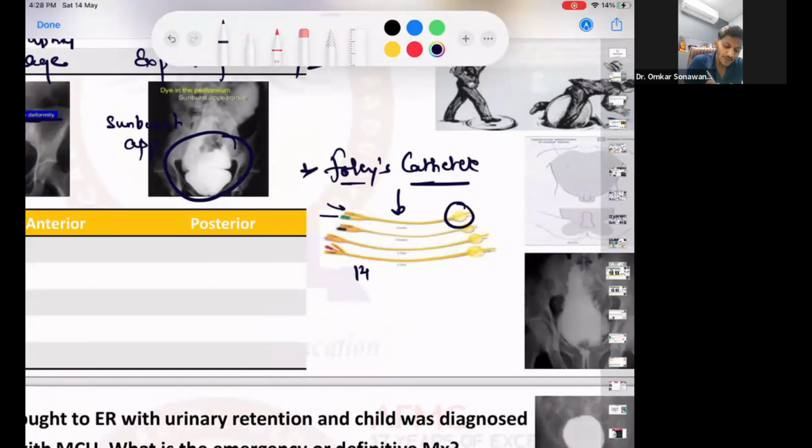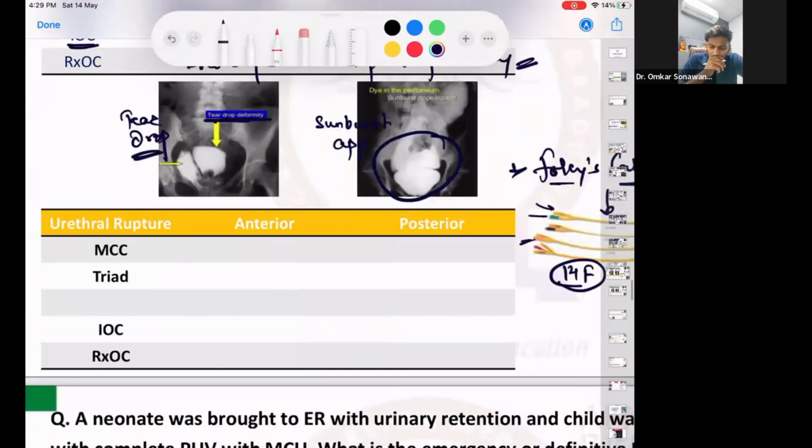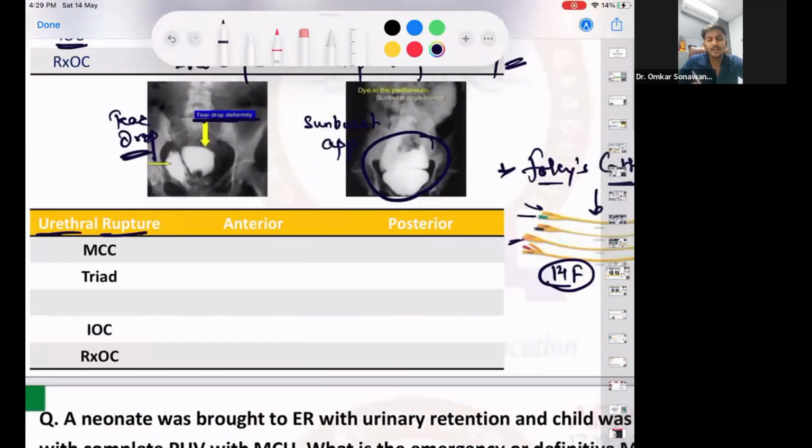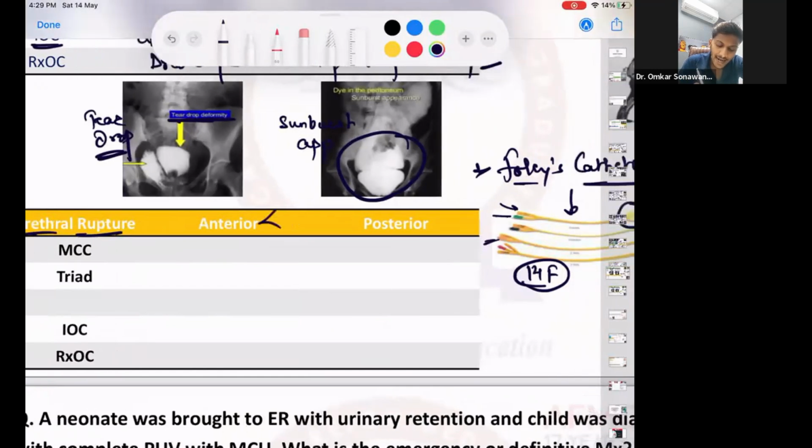Then if I talk about the urethral rupture, urethra, as we know, is of two types: the anterior urethra and the posterior urethra. Anterior urethra is also called the distal urethra. The anterior urethra is the penile urethra and the perineal or bulbar urethra. Whereas the posterior urethra is the prostatic urethra and the membranous urethra.